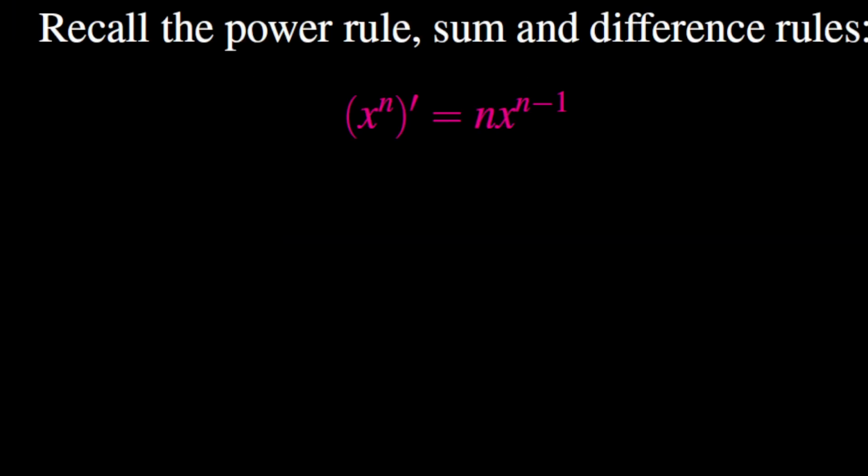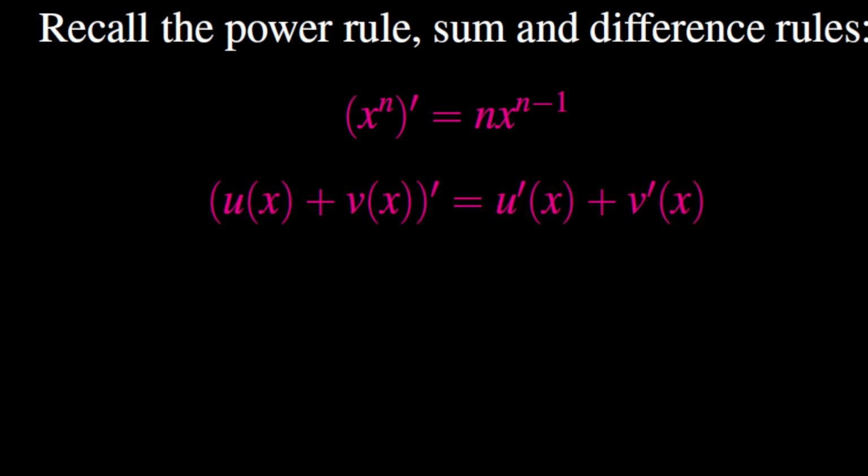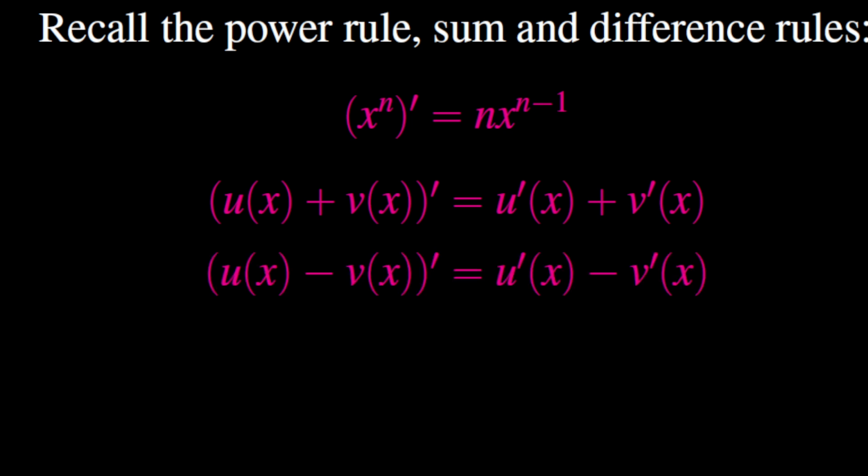First, in order to differentiate both sides of this equation, we need to use all differentiation rules. Let us review the power, sum, and difference rules. Remark that the derivative of x to the power n is n times x to the power n minus 1. The derivative of the sum of two functions u of x and v of x is the sum of derivatives, u prime of x plus v prime of x. The derivative of the difference of two functions u of x and v of x is the difference of derivatives, u prime of x minus v prime of x.